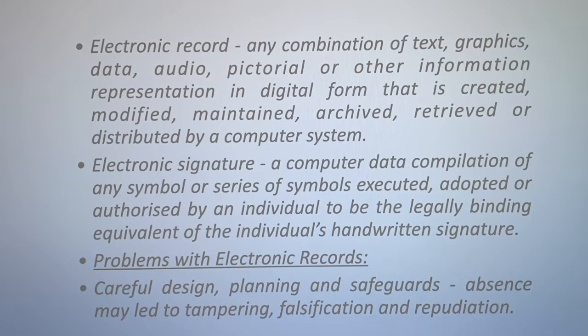An electronic record is any combination of data such as text, graphics, audio, or images that is created, modified, stored, retrieved, or transmitted by a computer system. An electronic signature is a legally binding digital equivalent of a handwritten signature created using symbols or codes and linked to electronic records. Without proper controls, electronic systems may lead to data tampering, falsification, unauthorized changes, and loss of data integrity.